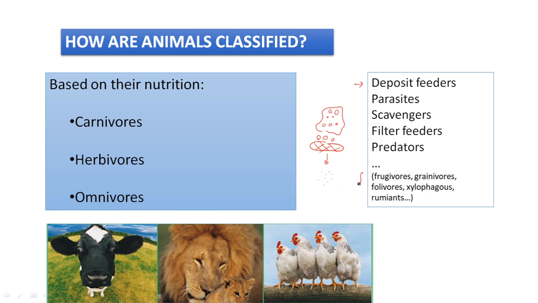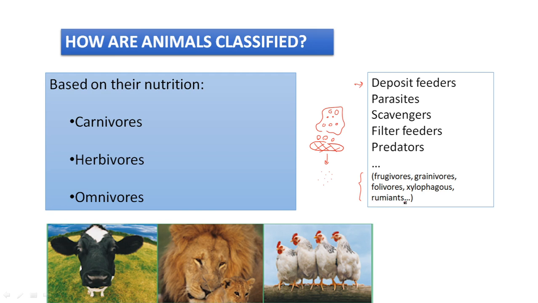These words are not in your book and you don't have to memorize them, but they are just some examples of other types of nutrition that you can find in some books. For example, frugivores, animals that eat fruit, basically. Granivores, they eat grains. Folivores are those animals that eat leaves. Xylophagus, they eat wood from the trees. Some insects can eat wood.